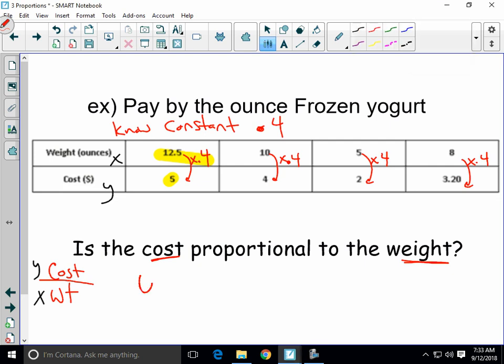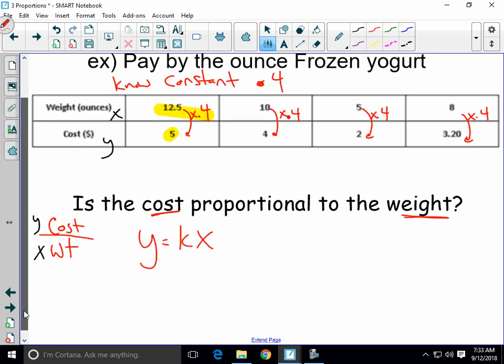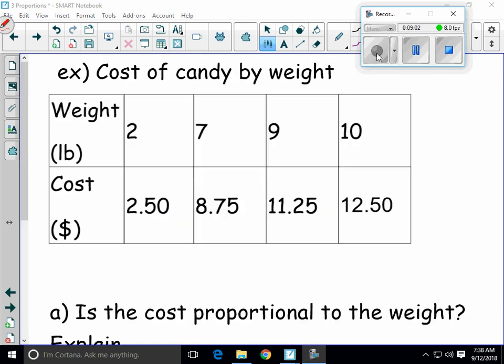Okay, so here we can also write this as, instead of y equals kx, we can plug in the k because we know what the constant was. So we can say that y equals 0.4x. Okay, so let's try to look at 2 examples of this, and then you can try a couple.